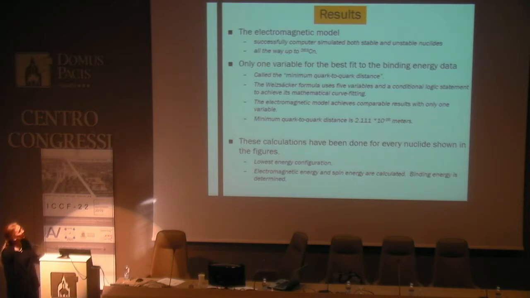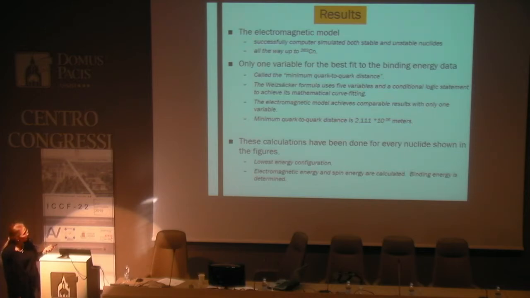The results: the electromagnetic model has successfully modeled nuclides all the way up, both stable and unstable, all the way up to Copernicium 283. That's a big number. Only 1 variable for the best fit binding, and that is that minimum quark-to-quark distance, whereas the Weizsäcker formula has to use 5. The electromagnetic model achieves comparable results with only 1 variable.